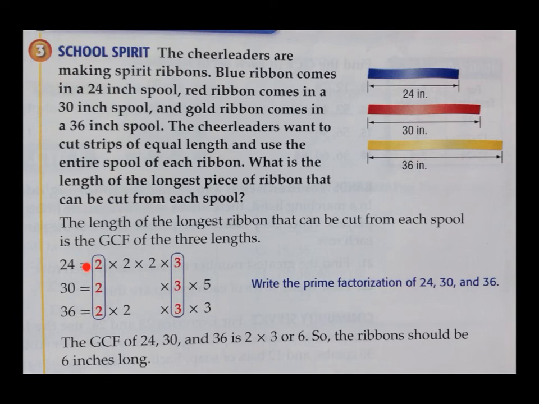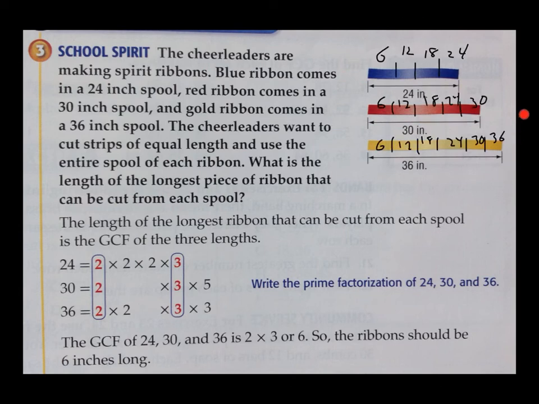So you can see they found the greatest common factor here, and they did this method here, and then they said, okay, the greatest common factor would be 6 inches, or the greatest common factor would be 6. So that means 6 is the biggest factor that will go into each one of these. So we can count by 6's and we'll get to 24. So we could cut that perfectly. We could cut this in strips of 6 inches long, and we'd be able to get to 30. And we'd also be able to cut this into 6-inch strips and get to 36.